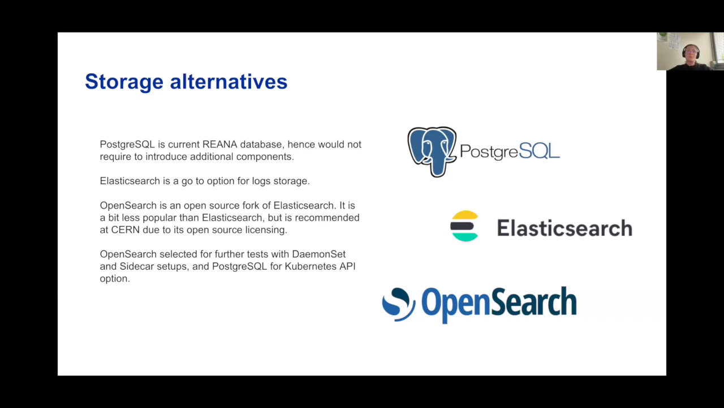Elasticsearch is the most popular choice for log storage, and OpenSearch is its open source alternative, and it is recommended for use at CERN due to its open source licensing. After prototyping, we decided to go with OpenSearch for daemon set and sidecar alternatives and use PostgreSQL for Kubernetes API option.